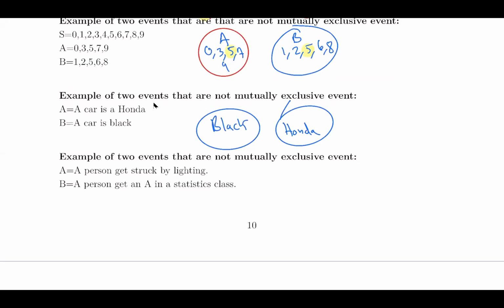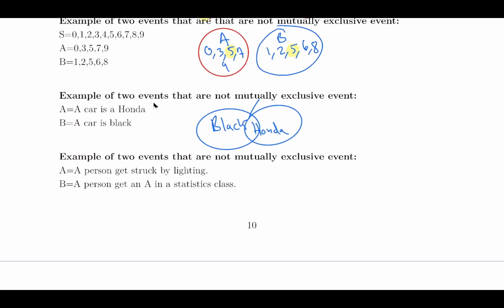So you're telling me it's impossible to get a black Honda? No, the answer should be yes, it is possible to get a black Honda because there are black Hondas out there. So for this one, you do have an overlap. So since you have an overlap, that means it's not mutually exclusive.